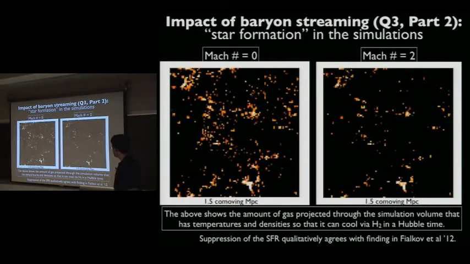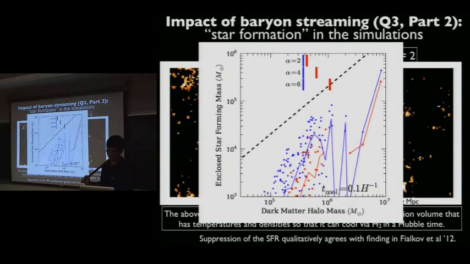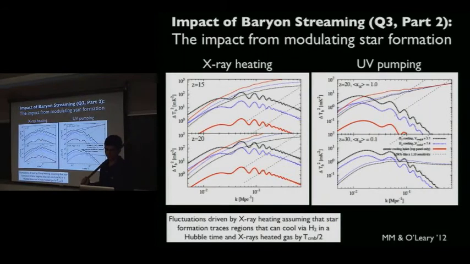If you just go into the simulations and ask how much gas has temperatures and densities such that it can cool within a Hubble time, or a tenth of a Hubble time, via molecular hydrogen transitions, you find that when there is this relative velocity, the fraction of gas that can cool is smaller by a factor of a few. So you're creating inhomogeneities in your star formation, and the radiation background from these star forming sites could impact your 21 centimeter signal. Since I'm almost out of time, I'm not going to discuss that.